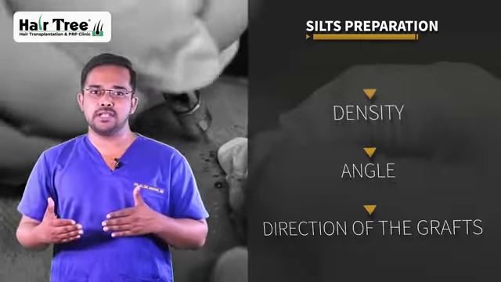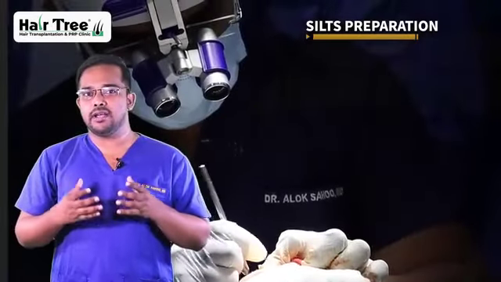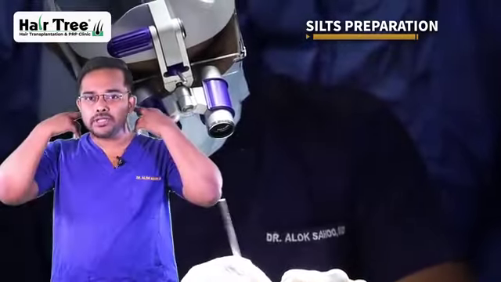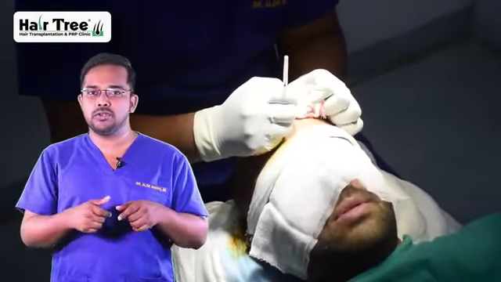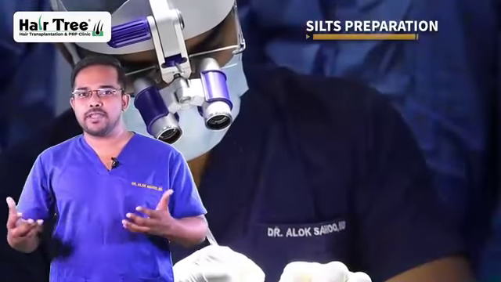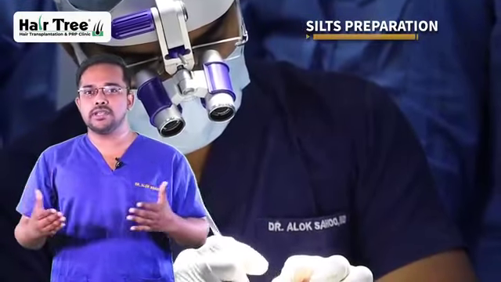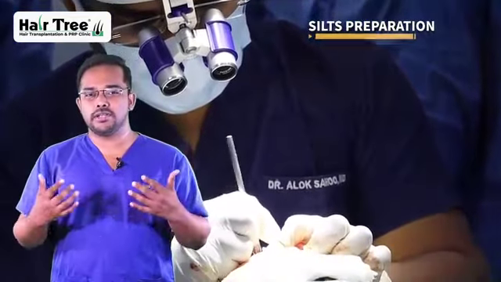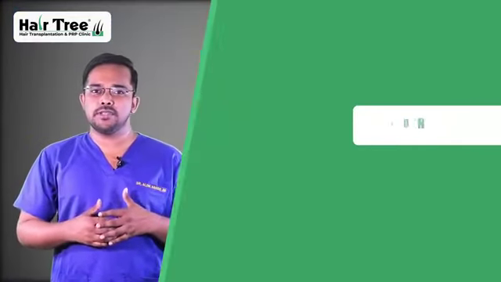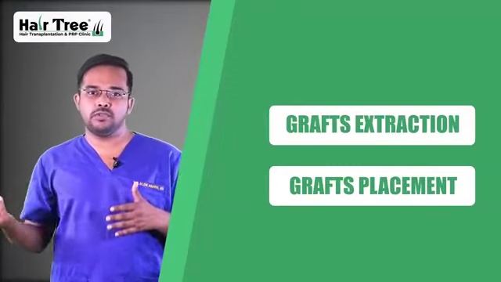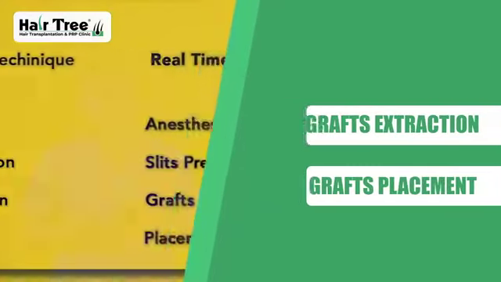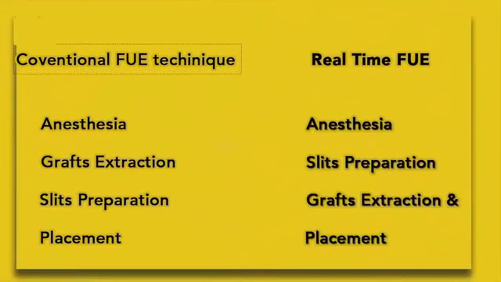The advantage of making slits before is that it gives an idea about the number of grafts that we need to extract. And the second thing is, as we are preparing slits before, placing the graft into the pre-made slits becomes a passive process and there is no chance of alteration in the direction or the angle. Then the third step is the graft extraction, and the final step is the graft placement. In the conventional FUE technique, what is being done? First grafts are extracted, then slits are prepared, then grafts are placed using either forceps or an implanter.